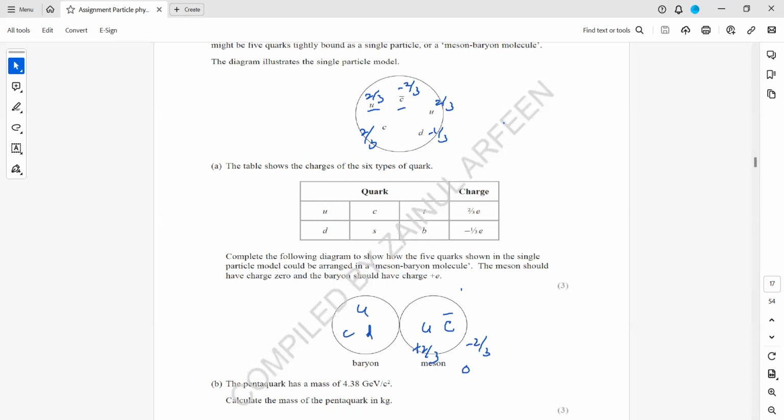And what will be the net charge on this? You can calculate: up is plus 2 by 3, down is minus 1 by 3, and charm is 2 by 3. So when you add, you will get the net charge the same as the electron, or plus e.